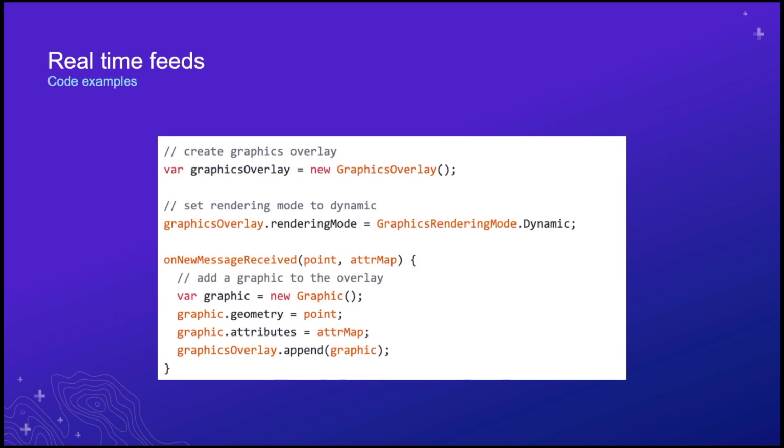In this example, we're going to first create a graphics overlay using the default constructor, and next we'll set the rendering mode to graphics rendering mode dynamic. In this scenario, we've got an event handler for onNewMessageReceived, and that will take in a point and an attribute map. This onNewMessageReceived event handler could be responding to UDP packet updates, WebSocket updates, or some other mechanism. Inside of this, we will create a new graphic every time this emits. The graphic will be updated with geometry and attributes, and then the graphic will be appended to the graphics overlay.